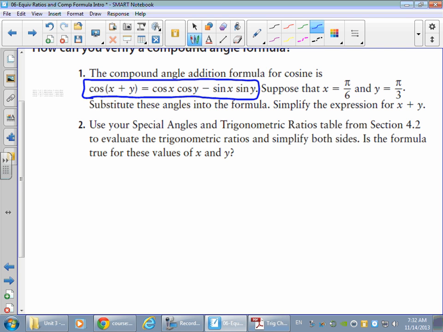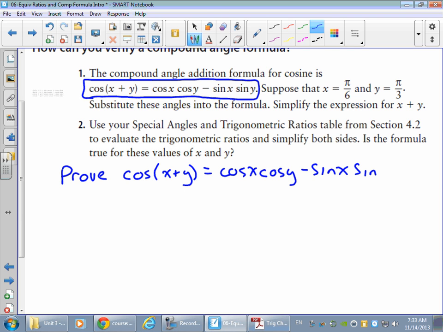And so when I do any kind of a proof, essentially I'm trying to prove that cos x plus y is equal to cos x cos y. So eventually, sorry, that's where we'll be. I guess we're really not there today. We're just asking the question, is this equal to this for an x value of pi over 6 and a y value of pi over 3?